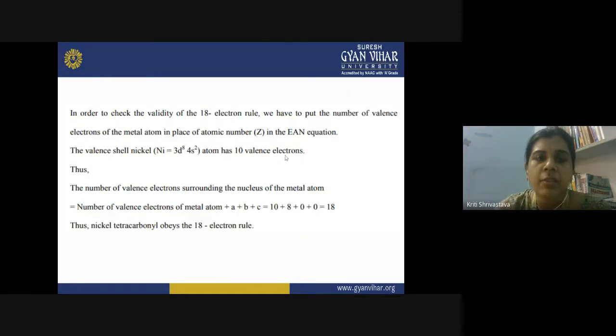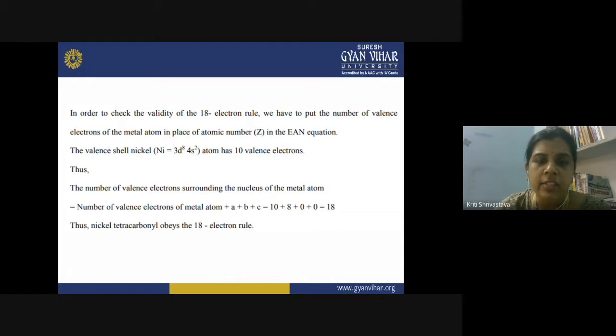Now, if you want to check the validity of the 18 electron rule, which we also have for metal complexes, then you have to put the number of valence electrons of the metal atom in place of the atomic number. In the 18 electron rule, we are only counting the valence electrons, right? And that valency should reach 18. That is the rule. So in place of the atomic number Z, we use the same EAN equation, but rather than the atomic number, we put the number of valence electrons.